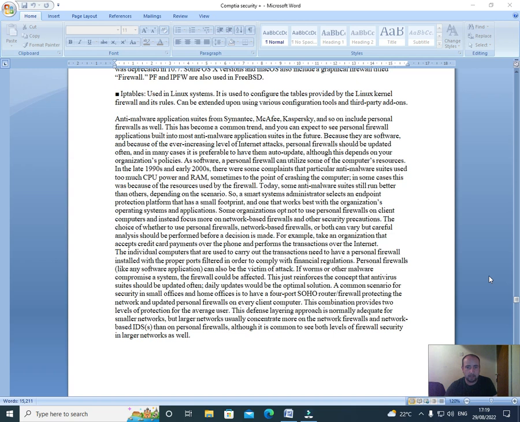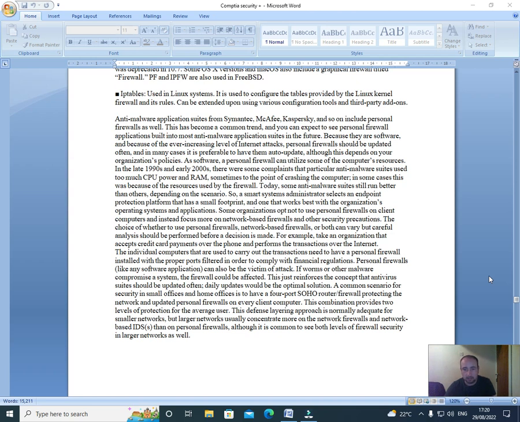As software, a personal firewall can utilize some of the computer's resources. In the late 1990s and early 2000s, there were some complaints that particular anti-malware suites used too much CPU power and RAM, sometimes to the point of crashing the computer. In some cases, this was because of the resources used by the firewall. Today, some anti-malware suites run better than others depending on the scenario. So a smart systems administrator selects an endpoint protection platform that has a small footprint and one that works best with the organization's operating systems and applications.